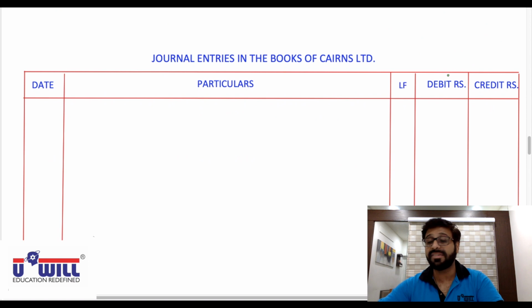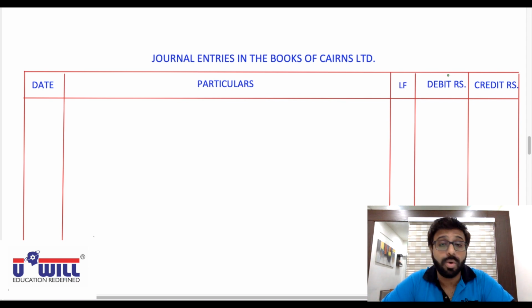So all of you pause the video and make the format of journal entries in the books of Cairns Limited. Okay. Here, how many entries will be there? 3 of partly paid bonus, 2 of fully paid bonus. So total how many entries will be there? 5 entries will be there. No, no, no. 4 entries only.